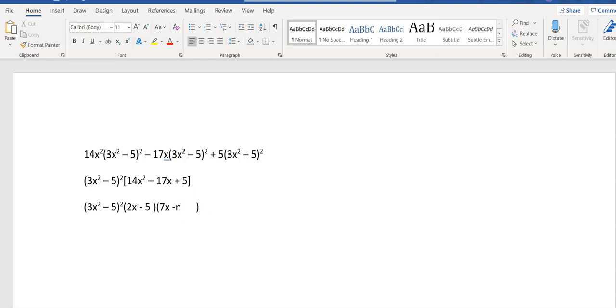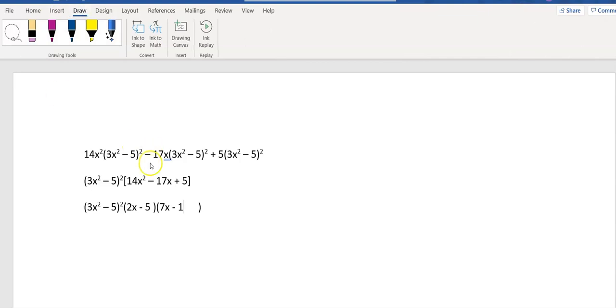Now let's check this factoring by using the inside and outside of our FOIL process, because it needs to add to negative 17. If I check the outside, 2x times negative 1 is negative 2x. And if I check the inside, negative 5 times 7x is negative 35x. Now that is not going to add to negative 17. So this is the improper choice.